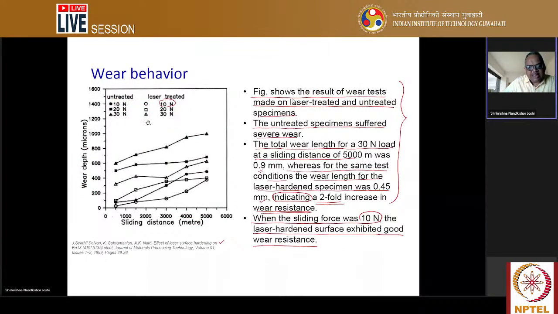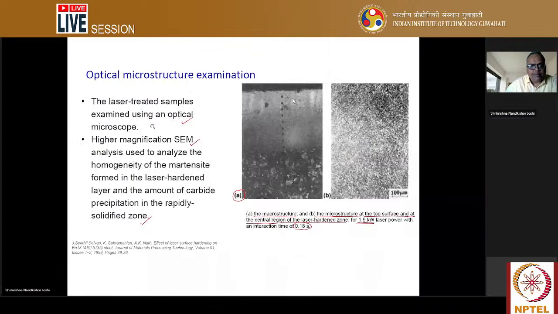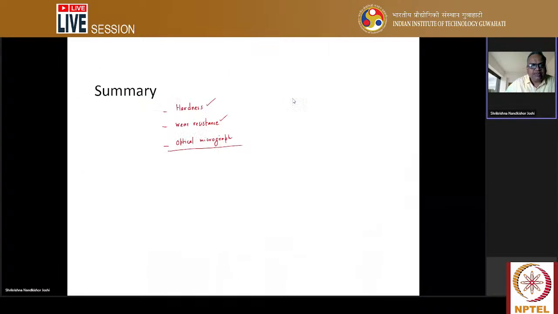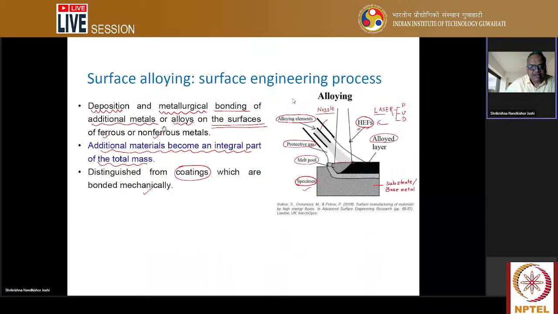The hardening or laser-based surface treatment is not only improving the hardness, it is improving the wear behavior as well. That also we have seen, along with the optical microstructural examination. After that, laser surface alloying was discussed in detail. And there is another concept called laser cladding. So the difference between cladding and alloying was discussed at length. Many times this creates a little confusion.